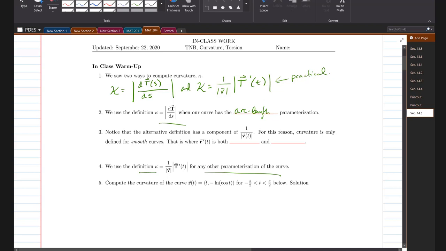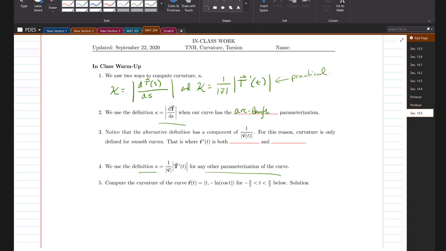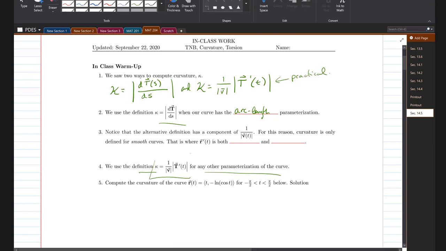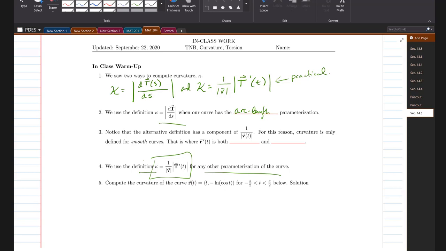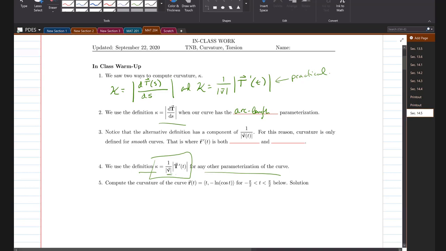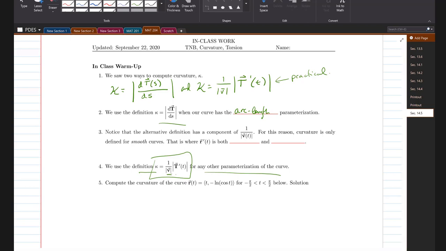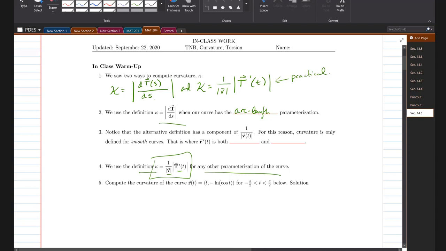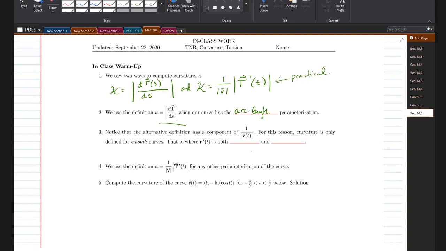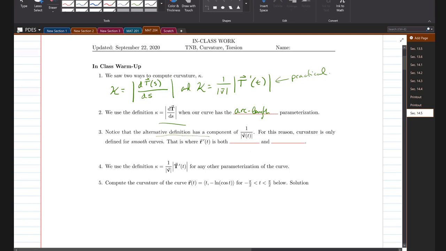By the way, if you didn't know that something had the arc length parameterization, could you still use this second formula for curvature? Yes, and in fact, what would the magnitude of the velocity be in that case if it had the arc length parameterization? 1. Then you would just have a derivative sitting inside of here just like you do here. So these two are compatible, but the first one only applies if it has the arc length parameterization. Notice that the alternative definition of the curvature has a component of 1 over v of t. For this reason, curvature is only defined for smooth curves.